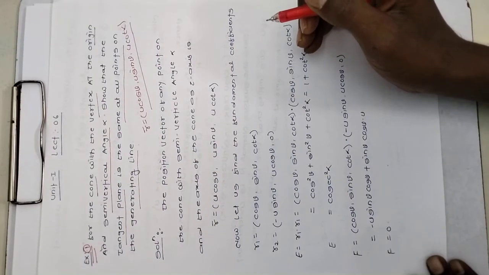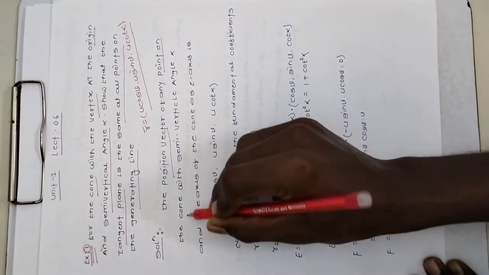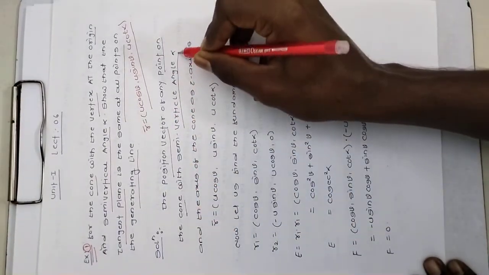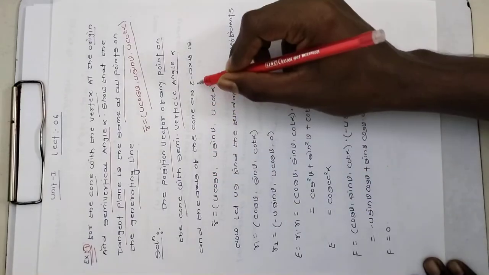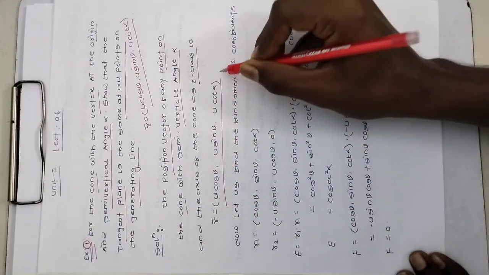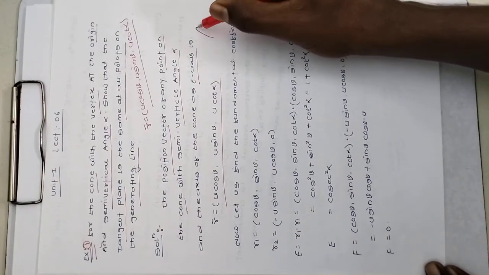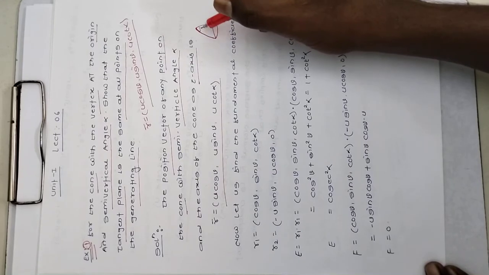So solution: the position vector of any point on the cone with semi-vertical angle alpha and axis of the cone, that is the z axis, will be the position vector of the cone with vertex at the origin of semi-vertical angle alpha. So this is a cone. This is a cone with a tangent plane. This is the tangent plane and this is angle alpha.